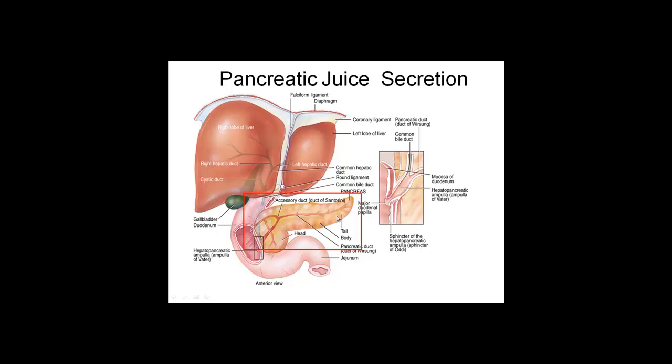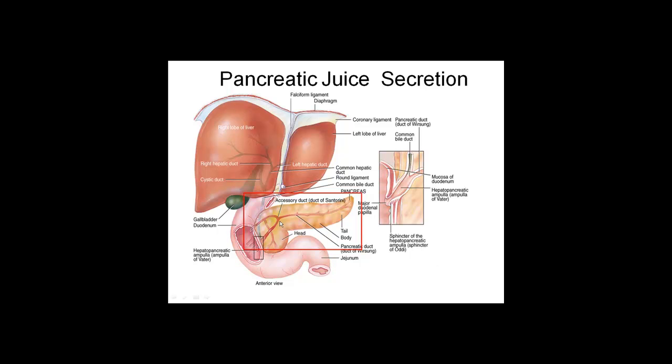The other piece is going to be the pancreas, and the pancreas is going to secrete enzymes. Pancreas is a pretty important organ because not only does it produce the enzymes for digestion, but also insulin and stuff.